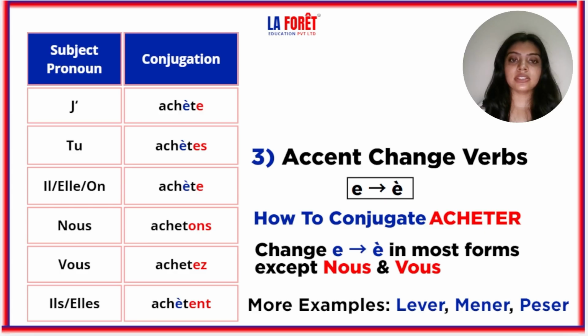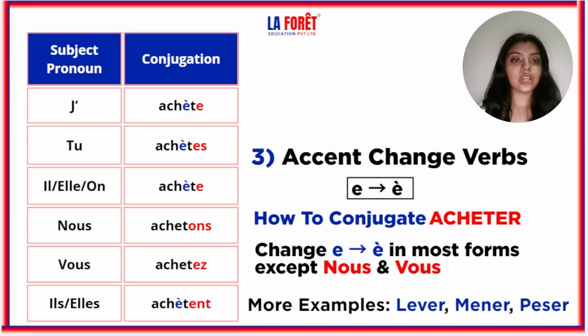These are also conjugated the same way like acheter. Let's see the acheter verb. J'achète, tu achètes, on achète, nous achetons, vous achetez, ils achètent. So it will be a sound, achète. Okay, so acheter means to buy.